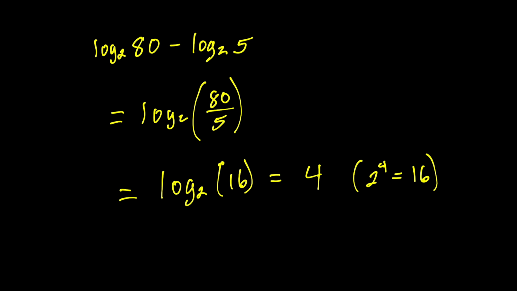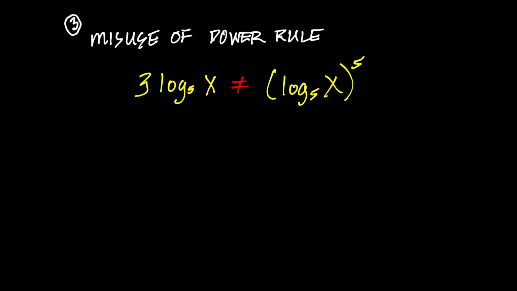All right, let's go on to the third most common mistake. Common mistake number 3 is based on the power rule. The first one was the product rule, the second one was the quotient rule, and this is the power rule. If I have 3 times the log base 5 of x, it does not equal log base 5 of x, the whole thing raised to the 3rd. What it should be equal to is the log base 5, and it's just the x that gets raised to the power, not the entire thing, log base 5 of x.